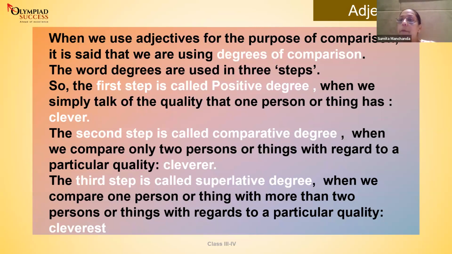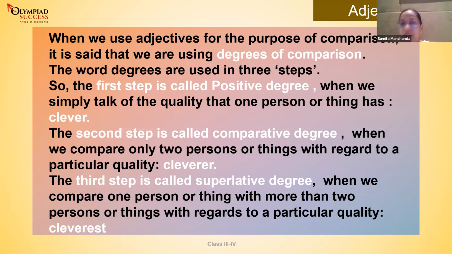Now, comparative means comparison, but I'm comparing 2 people. I'm not talking about one, I'm comparing 2. If I say Sam is cleverer than Sumit, children, how many people am I comparing over here? 1 or 2 or 3? Quickly say, how many? Very good. We are comparing 2. So see what I'm saying? Cleverer. I'm not saying clever.